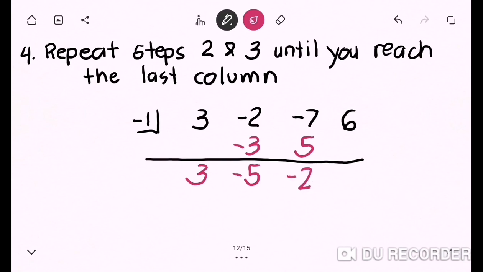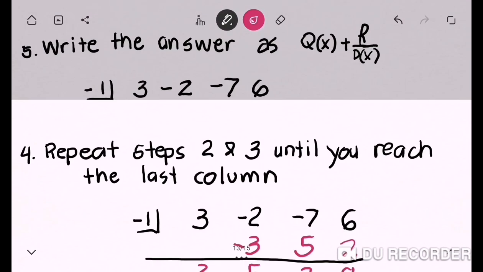Then again, step 2 ulit tayo. Negative 2 times negative 1. The answer is positive 2. And then, ilagay yung sagot dito. So, positive 2. And then, add. So, the answer is 8. Okay, so natapos na natin yung synthetic division.